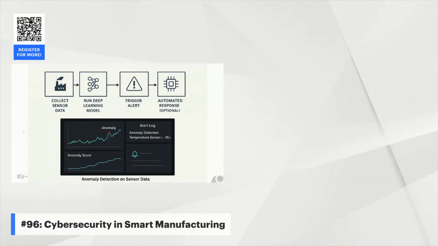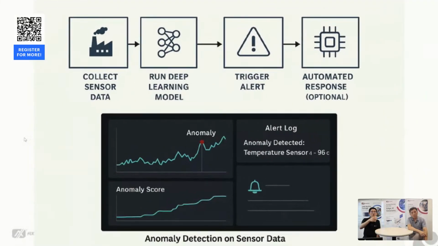Below is a graph showing the anomaly. The AI may give you an anomaly score. So currently, what is the score? Is it considered a threat or not? In the end, you still need a human to make the final decision.